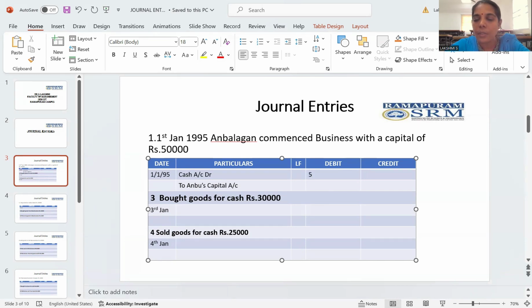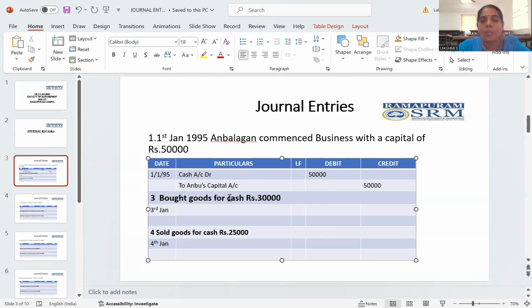We all know that ledger folio is nothing but the page number of the ledger. So first entry over. Second entry. Don't think of this 3 and 4 and all as serial numbers. This is the date of the transaction.